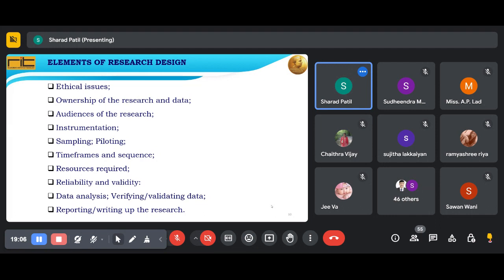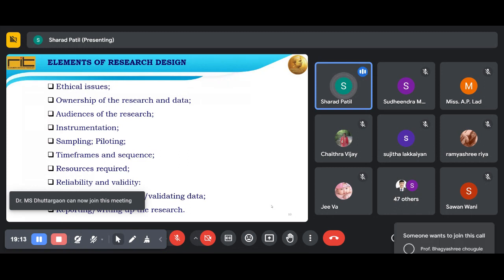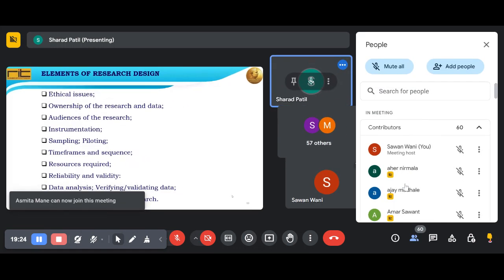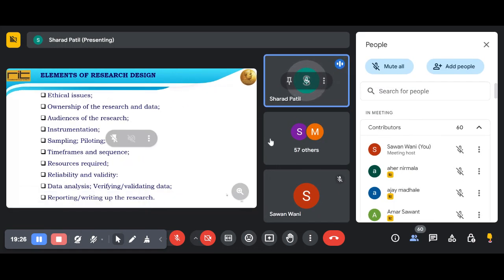Then it is also important where your research is going to be published, who the audience of your research is, what instruments are used, and what the sampling size is. Whether it is pilot sampling or stratified sampling. Time frames, what sequence you are going to use, and what resources are required to collect the data or material. Then, as I mentioned, the reliability and validity of the data used.